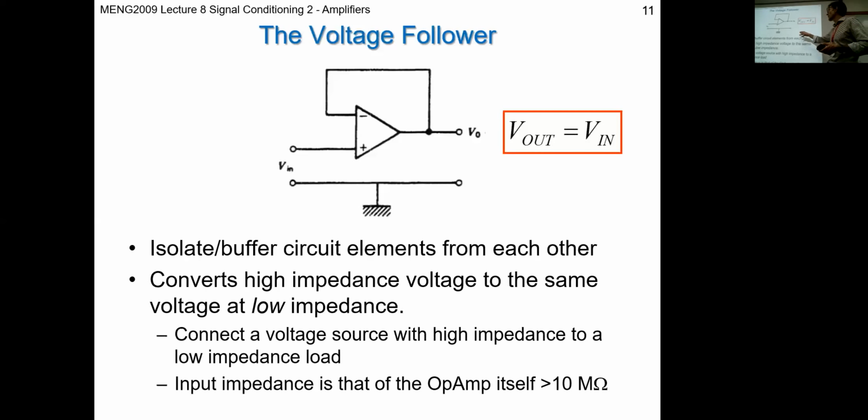Or if you're using this output voltage to control an actuator, something that's going to drive a valve or a motor, a stepper motor. For those kinds of situations, this might be part of a feedback circuit where you're taking the outputs from a sensor and then feeding that through to some actuating device. So what we're doing here is connecting a high impedance voltage source to a low impedance load, and the input impedance is very, very high, in the order of 10 megohms for a typical op amp.